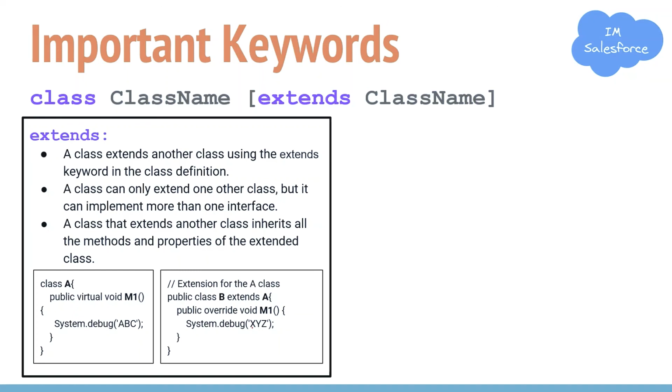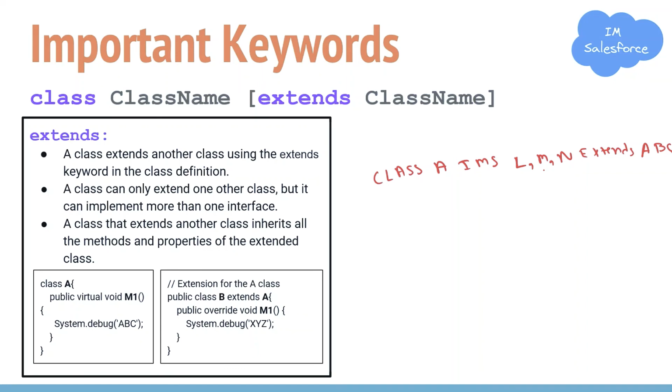So what is the extends keyword? Class name extends another class name. For example, a class extends another class using the extends keyword. A class can only extend one other class, but it can implement more than one interface. As we already discussed, you can implement multiple interfaces. So for example, we have class A, it implements LMN interface, and it can only extend one class, that is ABC. So it can only extend one class, but it can implement multiple interfaces.